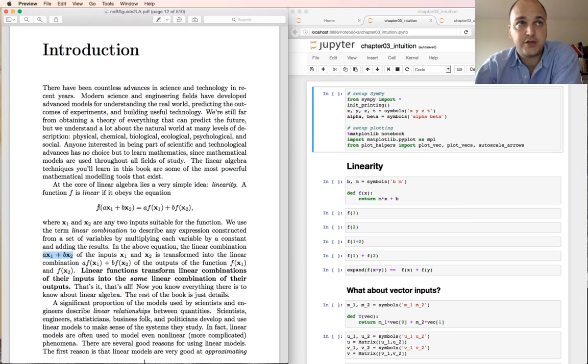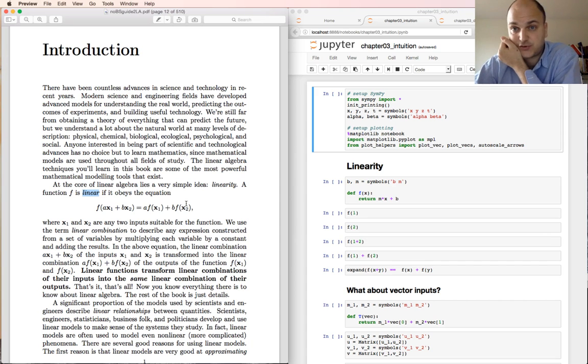Here is some arbitrary function f, which we don't know what it is, but we're told it's linear. When you know something is linear, this is what it tells you: if you input the linear combination a x1 plus b x2, the output will be a linear combination of the outputs, a times the output of x1 plus b times the output of x2. This may seem like an arbitrary thing, but it turns out it's really important.